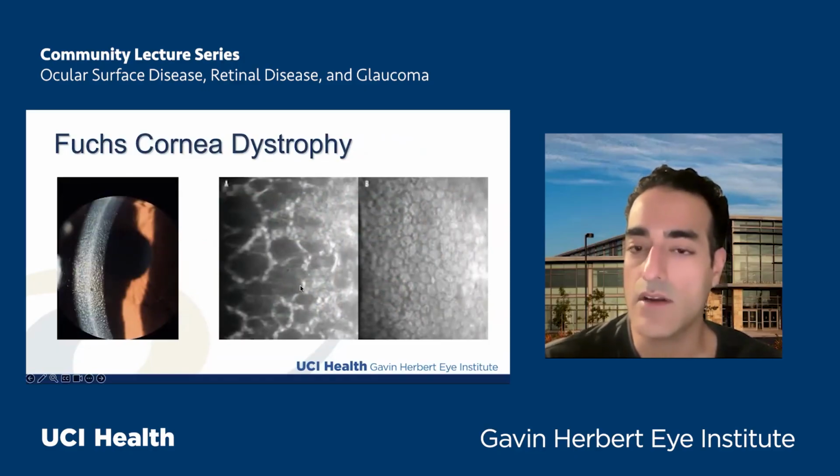Here on the right, these are specular photographs of a patient's cornea. On the right side, this is a normal cornea. You can see all the pump cells. These hexagonal cells are pretty similar in size. Here on the left, we have a patient with Fuchs with these deposits.